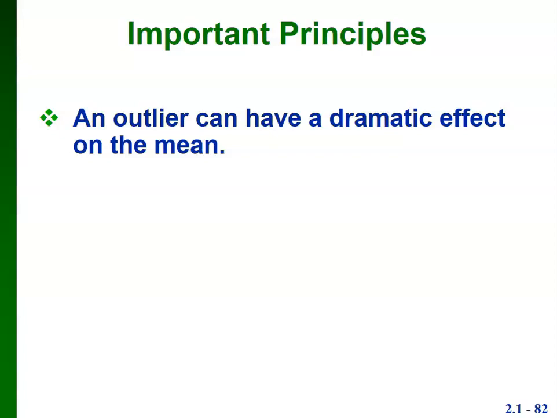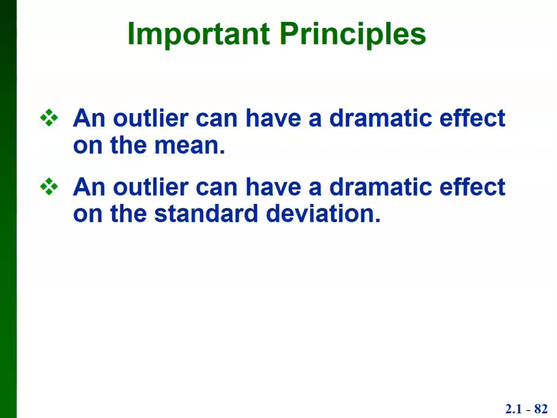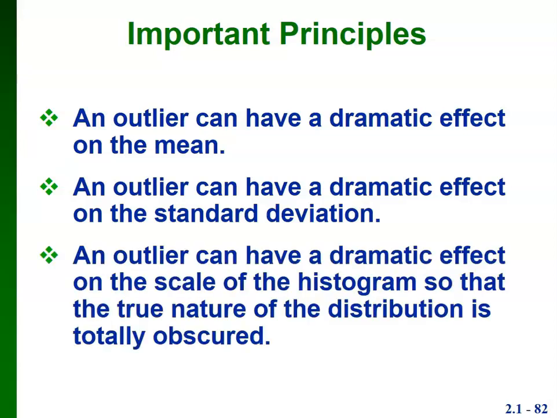Now, the reason that we're concerned about outliers, for one thing, an outlier can have a dramatic effect on the mean. If we have a value that's very much larger or very much smaller than the other values, it can affect the mean. Remember that the mean isn't resistant. An outlier can also have a dramatic effect on the standard deviation. If we have one value that's very far away from the mean, that means our standard deviation will be much bigger. An outlier can also affect our histogram so that we can't really tell what the distribution looks like. It can affect the scale of the histogram so much.